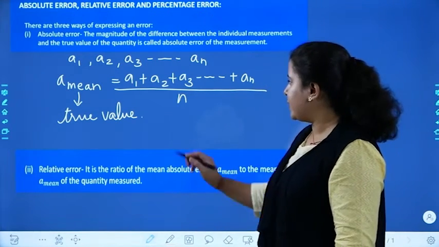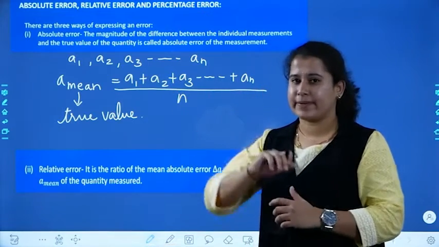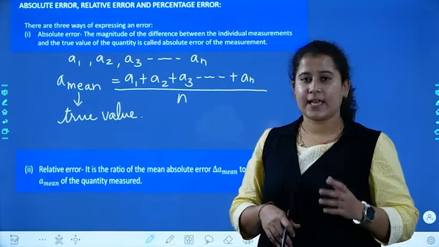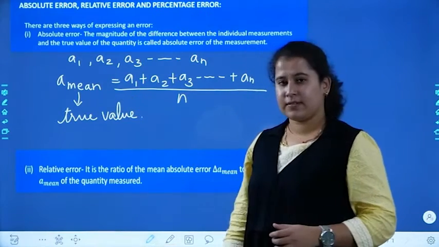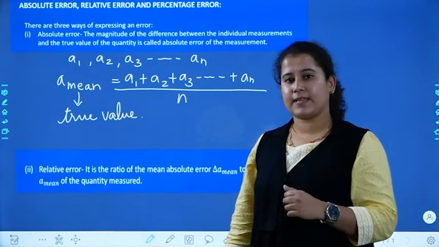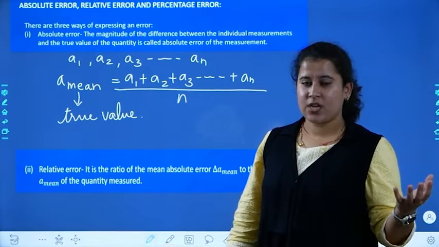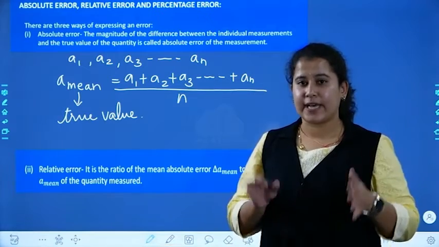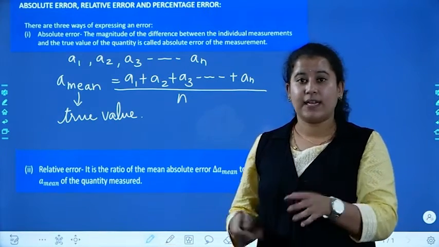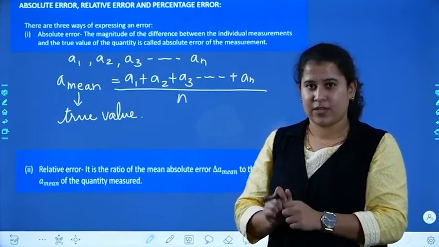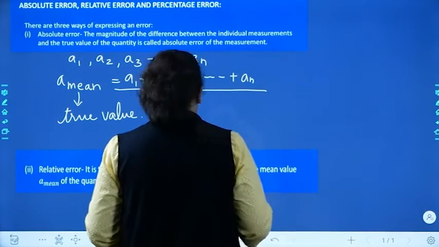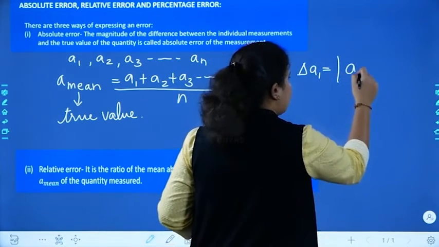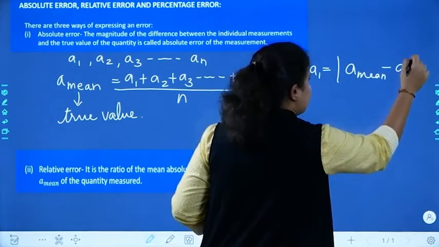In the next case, I want only the variation in A1. If I have to get the variation in A1, how can I write it? I can just take A mean minus A1. That is nothing but the variation, delta A1. So what is delta A1? It is the absolute error of the first observation. How should I write it? Delta A1 is equal to mod of A mean minus A1.